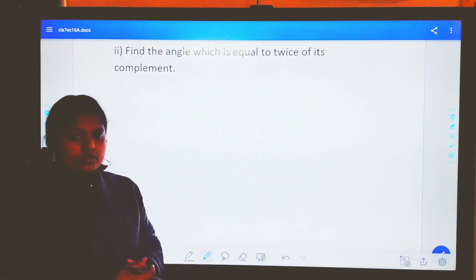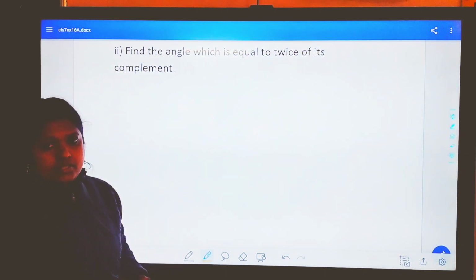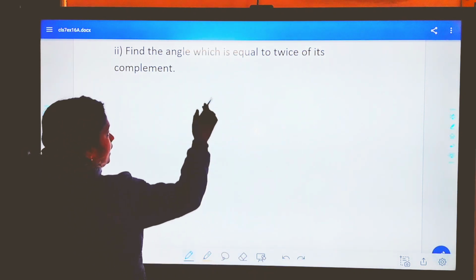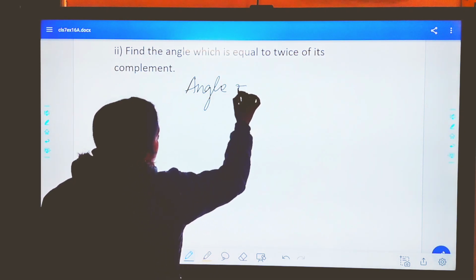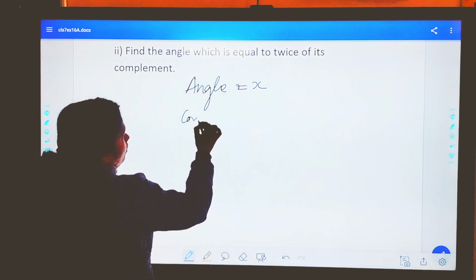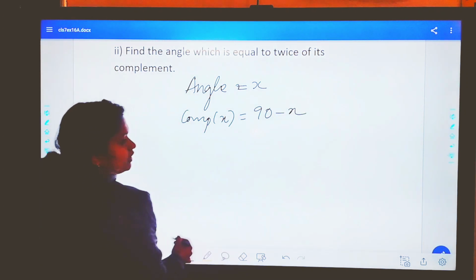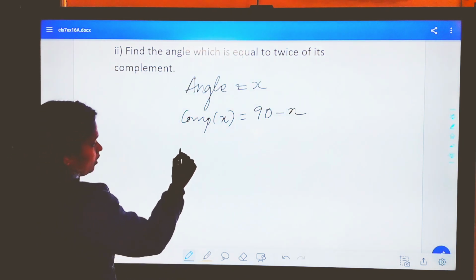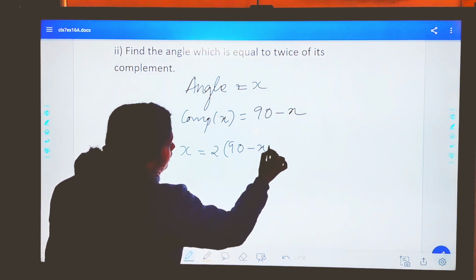Now the second part: find the angle which is equal to twice its complement. We don't know the angle, take angle is equal to x. Then the complement, we already did: complement of x is equal to 90 minus x. Then angle is equal to twice its complement.